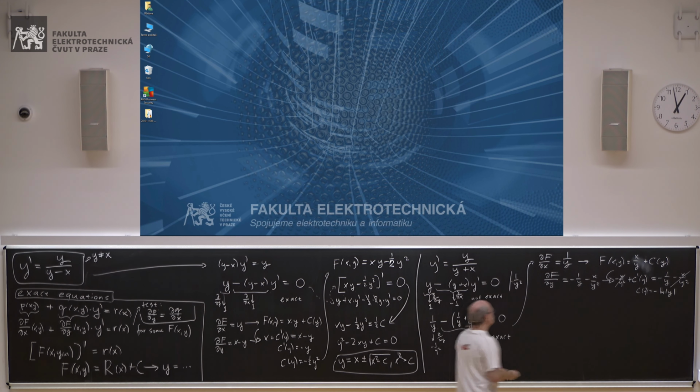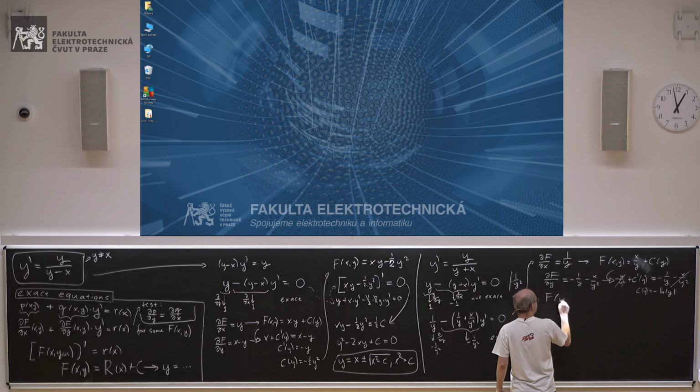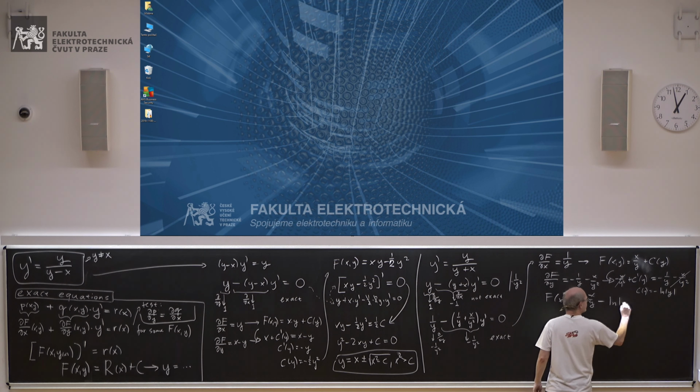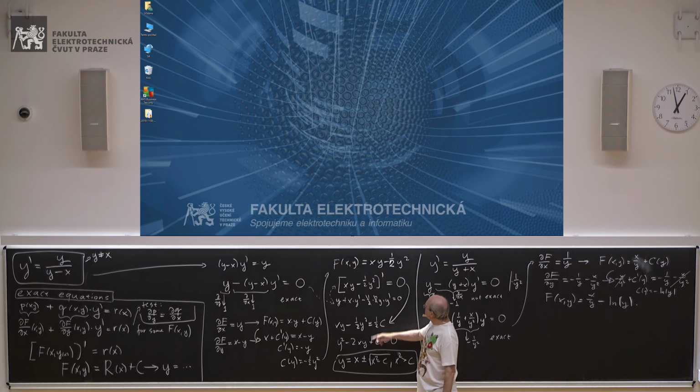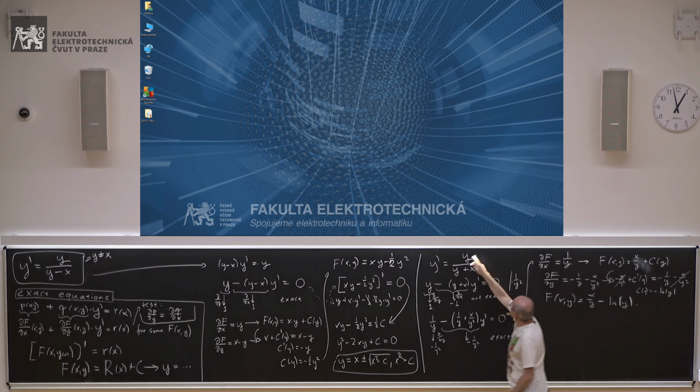And we end up with capital F(x,y) being x over y minus logarithm y. This is not very pleasant, so what we can do, we can split cases of positive y and negative y. So let's say that we play with just positive y for now. Okay, this looks okay, so I'm going to rewrite my differential equation according to the same trick here.